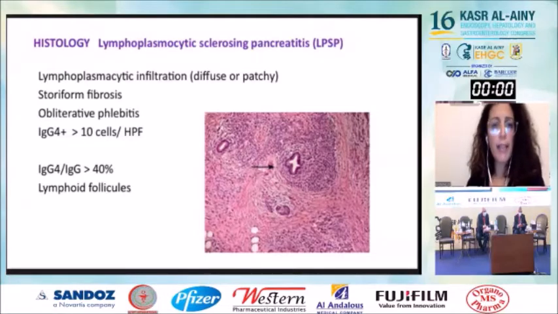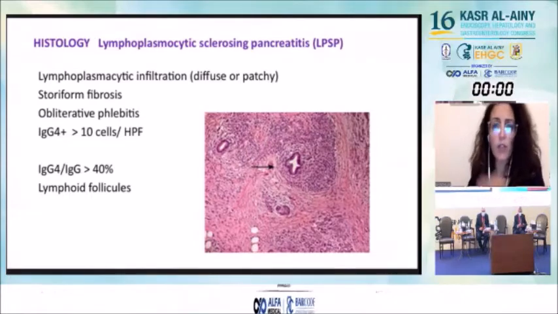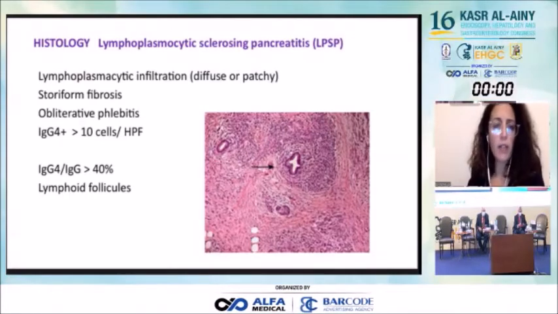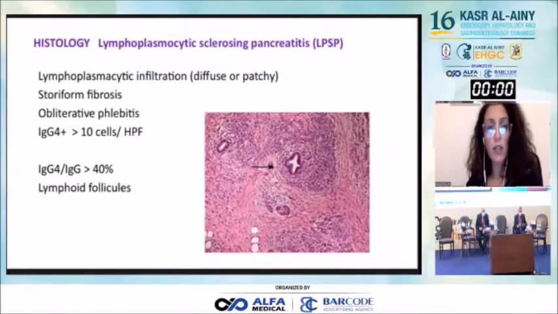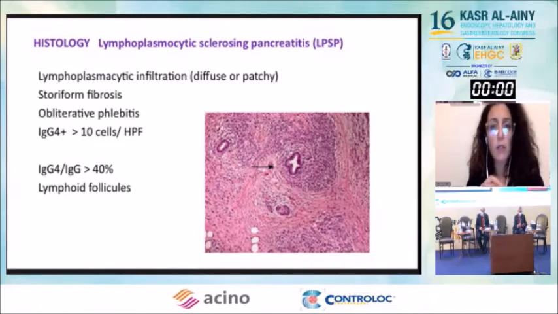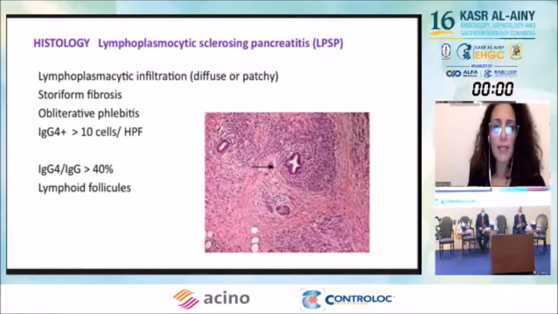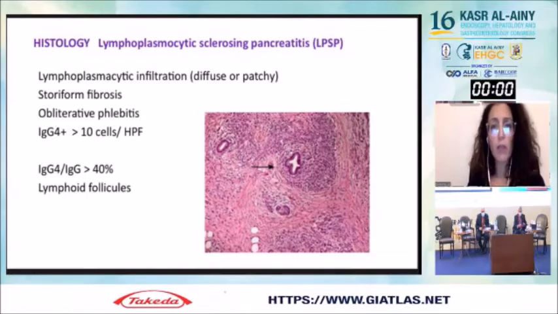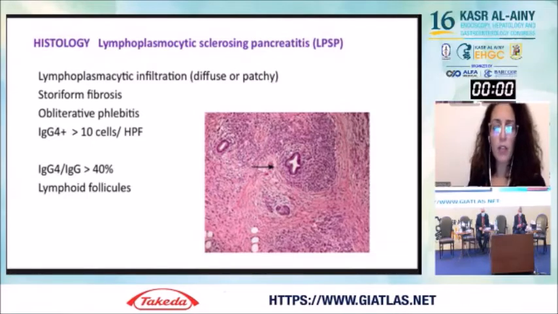Typically, IgG4 pancreatitis, which is autoimmune pancreatitis type 1, is a lymphoplasmacytic sclerosing pancreatitis showing four main features: the lymphoplasmacytic infiltration, which can be diffuse or patchy, the storiform fibrosis, the obliterative phlebitis, and specifically the IgG4-positive cells, which are required for the criteria. The cutoff is more than 10 cells per HPF for biopsy sampling, but for surgical specimens, it has to be more than 50 cells per HPF.